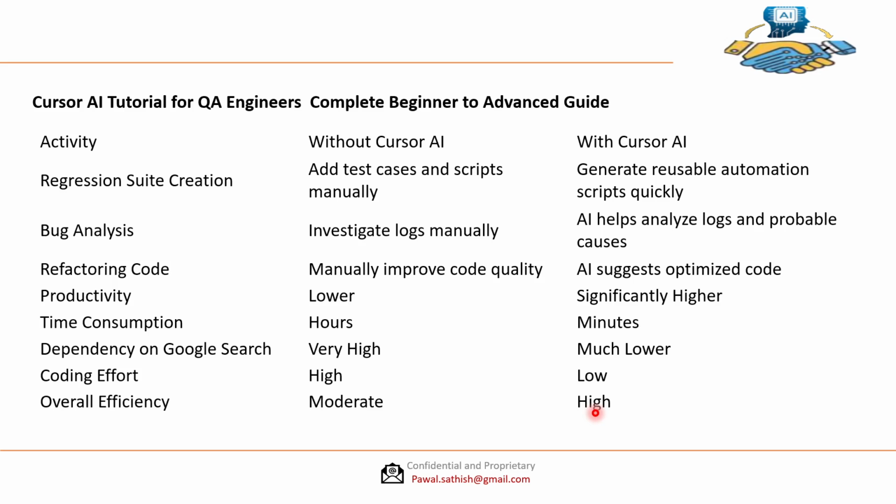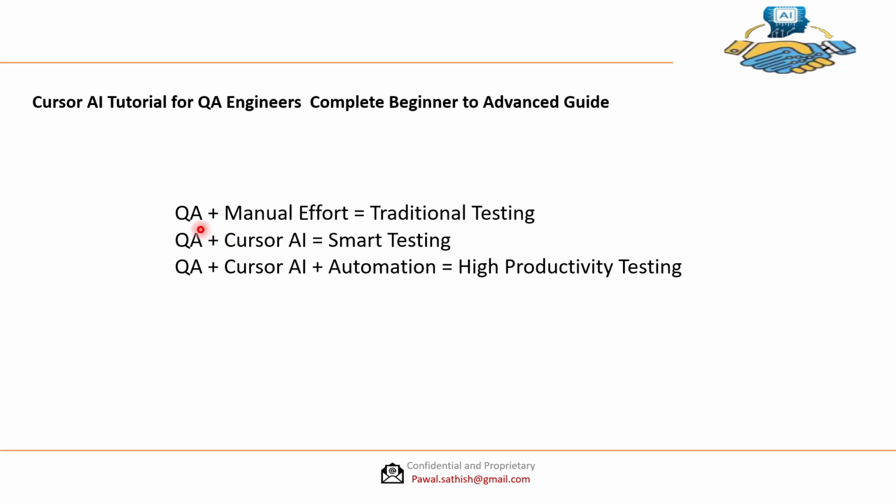So now if you see the moral of the story, QA plus manual effort is traditional testing. But if we are using Cursor AI, it's called smart testing. Along with Cursor AI, if we also cover automation, then definitely it is high productivity testing, which every company requires nowadays, and that is the reason we need to opt for Cursor AI in our day-to-day life as a tester.